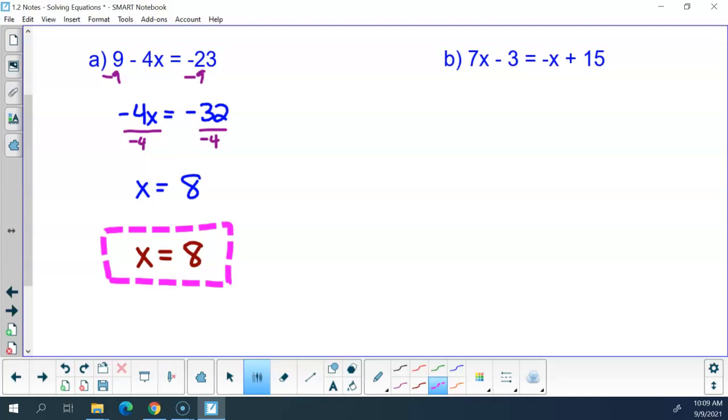Questions, comments, concerns, clarifications? Love it. B. What do we do? Whoa, tap the brakes. You gotta be more specific. Okay, right? So I'm going to add x to both sides, because that's going to get rid of that one. Now, if you're okay with doing those at the same time, I'm okay with it. If you're not, break it up into 2 steps. Yeah, you can definitely do those at the same time.